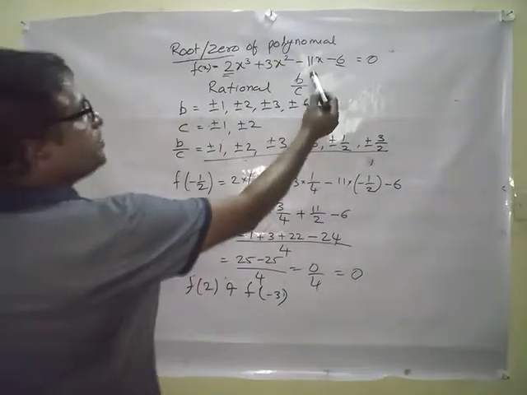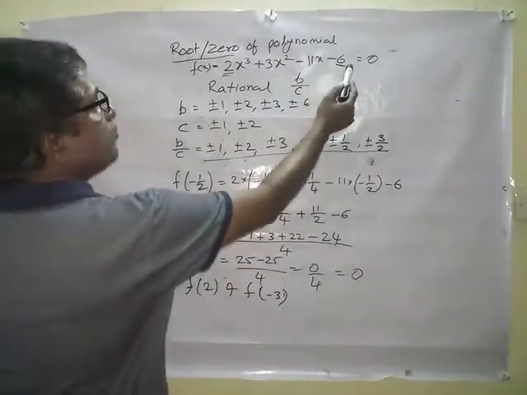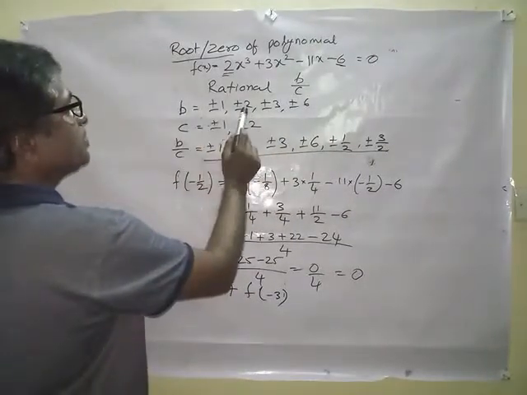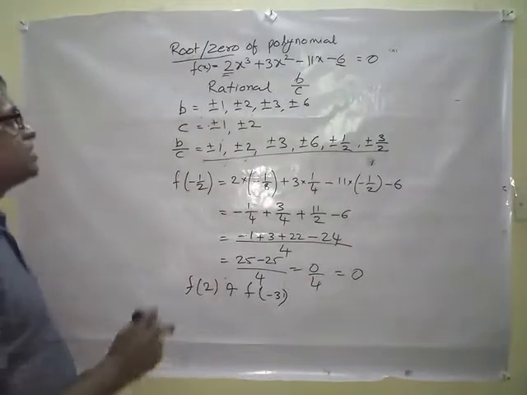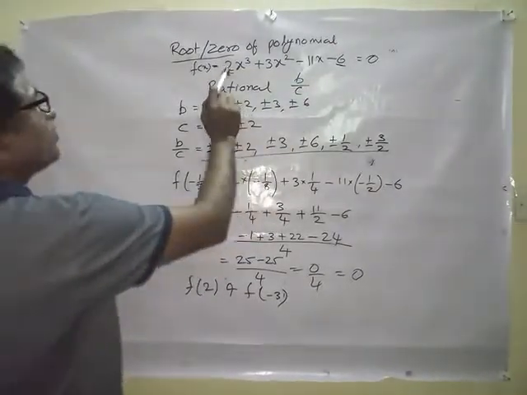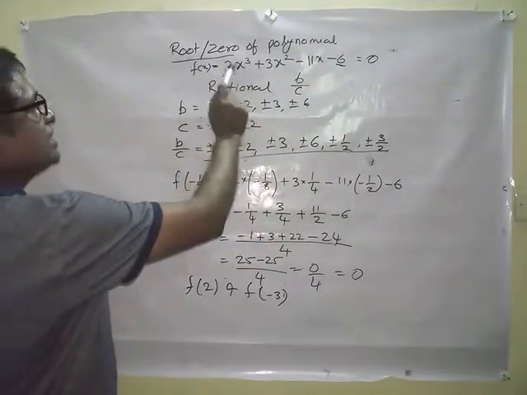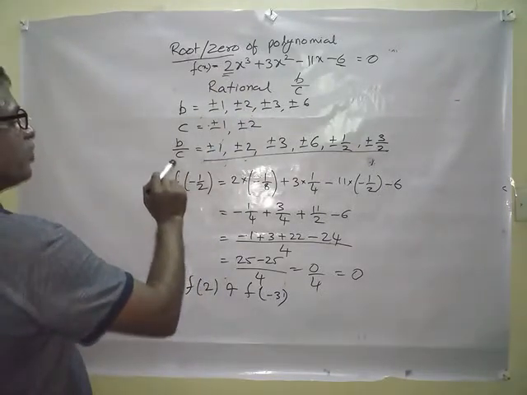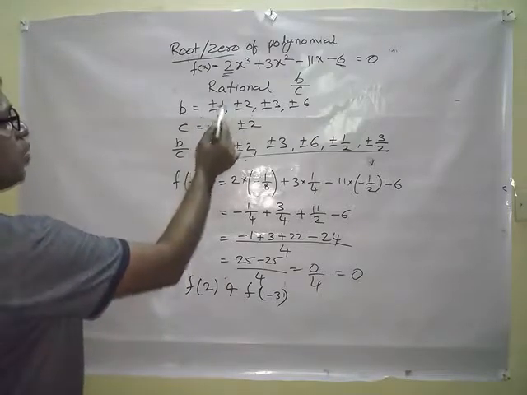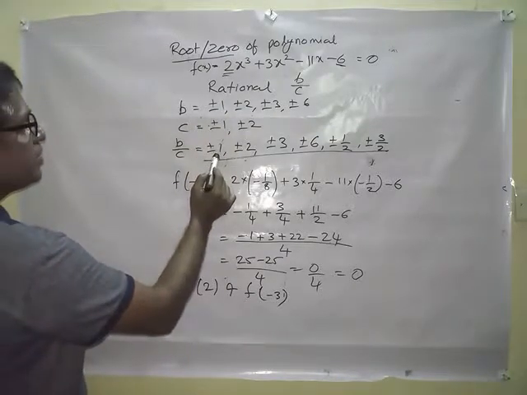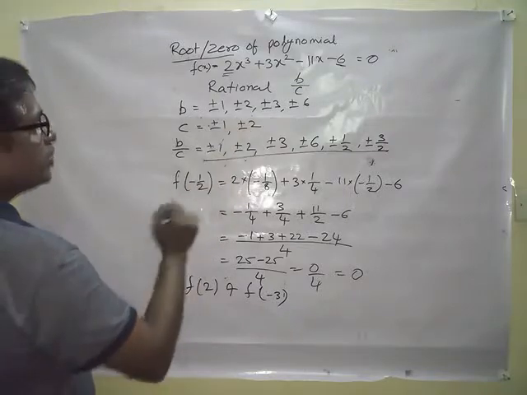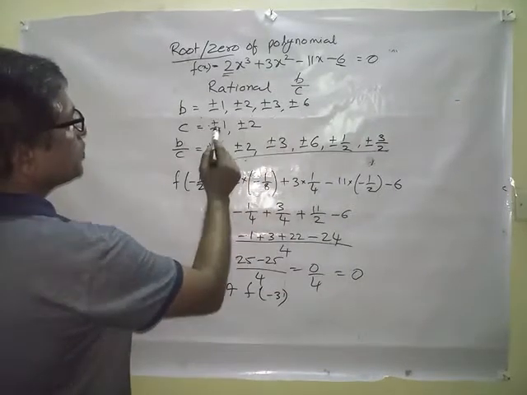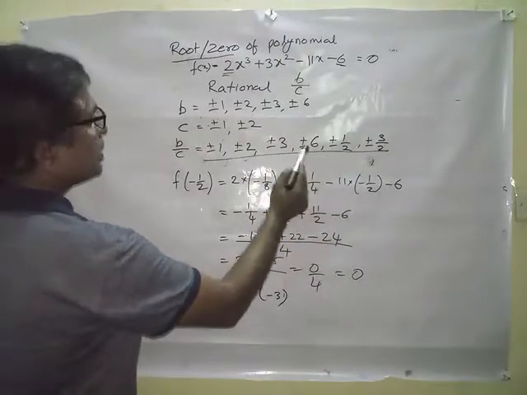The rational root theorem uses b upon c, where the value of b will be obtained from the factors of 6, that is plus minus 1, plus minus 2, plus minus 3 and plus minus 6, and the value of c will be obtained from the coefficient of the highest degree, which is 2: plus minus 1 and plus minus 2. So for obtaining b upon c, 1 upon 1 gives plus minus 1, 2 upon 1 gives plus minus 2, 3 upon 1 gives plus minus 3, 6 upon 1 gives plus minus 6.